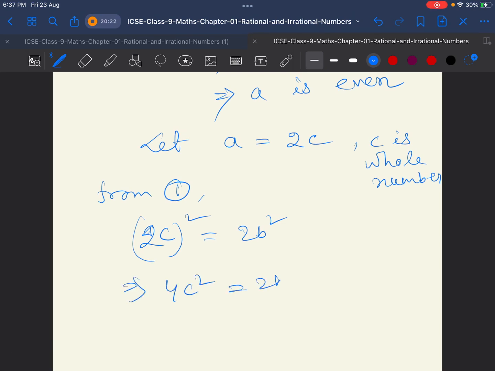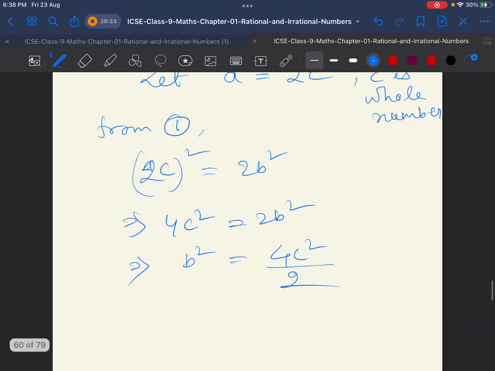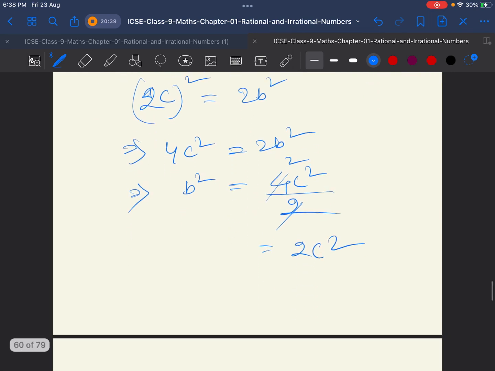So 2 square is 4, 4c square equals 2b square. So b square equals 4c square divided by 2. The 2 will be on the left hand side, so this will be 2. So this is 2c square. Here also 2 is a factor of c square, so b square equals 2c square.